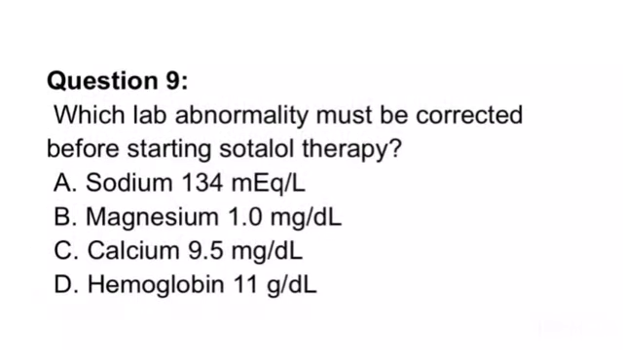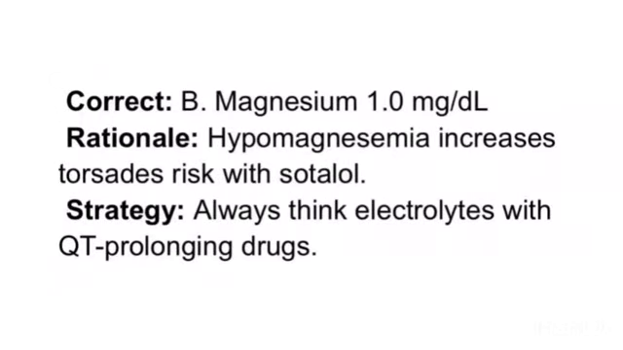Question 9. Which lab abnormality must be corrected before starting sotalol therapy? A. Sodium 134 milliequivalent/L. B. Magnesium 1 mg per deciliter. C. Calcium 9.5 mg per deciliter. D. Hemoglobin 11 g/dL. Correct: B. Magnesium 1 mg per deciliter. Rationale: hypomagnesemia increases torsades risk with sotalol. Strategy: always think electrolytes with QT-prolonging drugs.